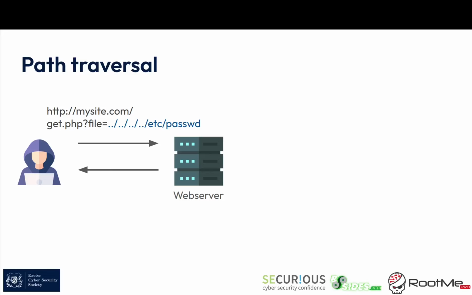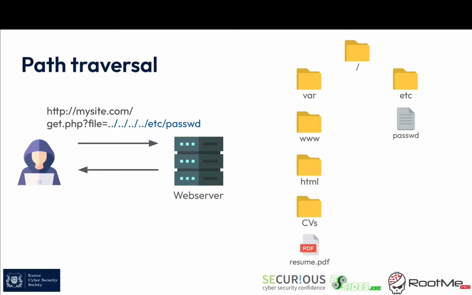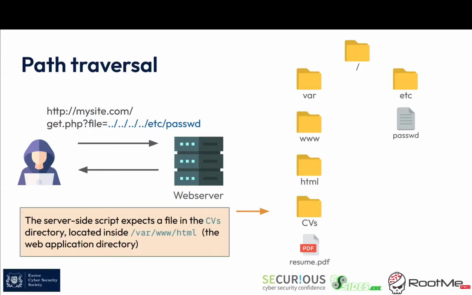So here's an example of a very simple path traversal attack. What I'm doing is going up a few directories to try and read the etc/passwd file. The script expects me to read a file in the CVs directory, which is where my resume lives, and it's located inside var/www/html in the web application directory. But if you see the payload that the attacker is sending to the web server, it's traversing up the folders until it reaches the root, and then it goes down to the etc directory and the passwd file.